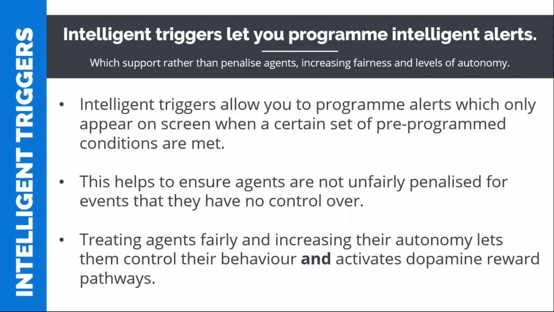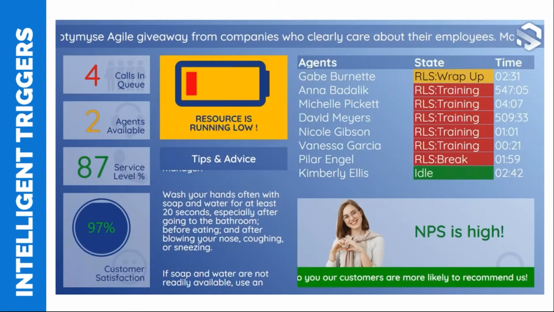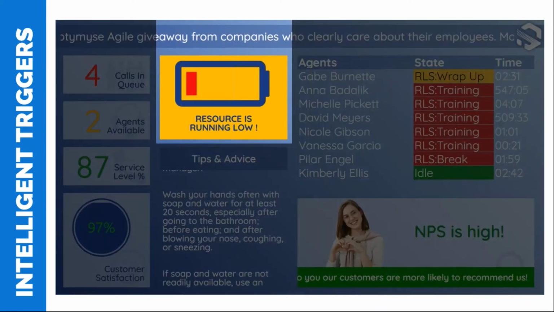You're going to get lower adrenaline, increased dopamine, and all the good benefits that go along with that. And we do have Steph, our Optymyse guru, in the background waiting to show us an example of how we can set up an intelligent trigger. So Steph's going to show us how to set up this resource running low trigger, which you can see on screen right now. Are you there, Steph? I'm here. Hi, everybody. I'm passing over to you.